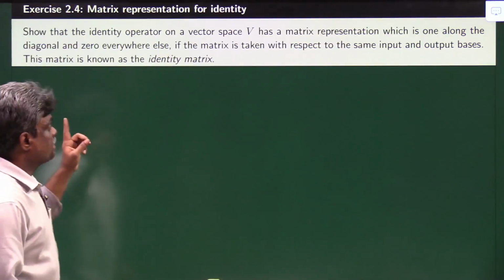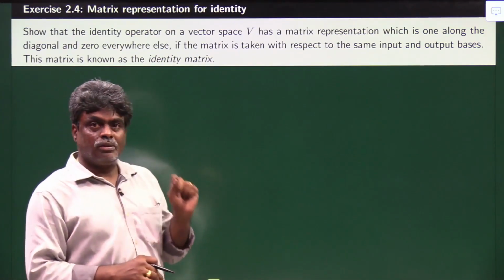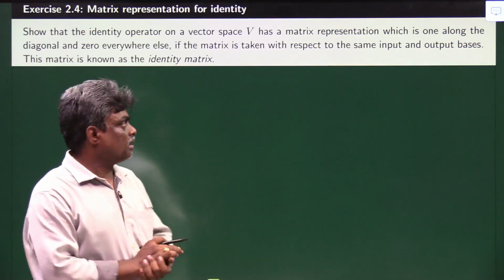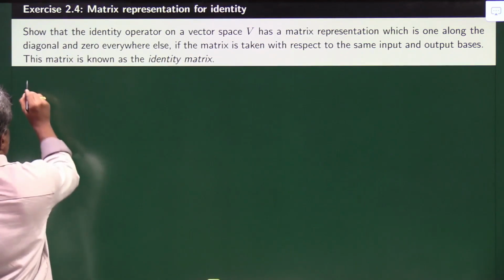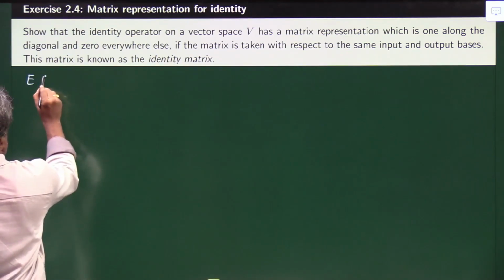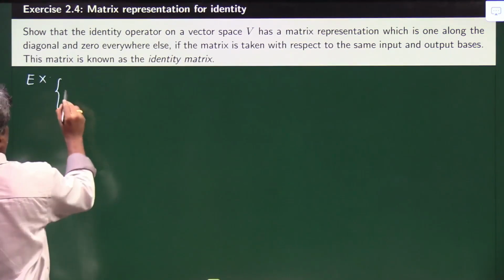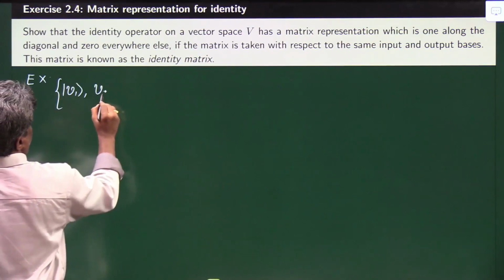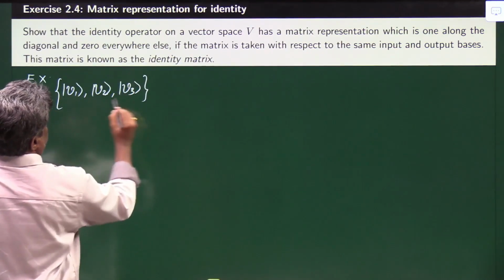So here this is the fourth question. They are asking to show that the identity operator has all the diagonal elements 1 and the rest of the elements are 0. Okay, so first let us take an example, and after that we will do the mathematics. So here I'm taking 3 basis states, V1, V2 and V3.